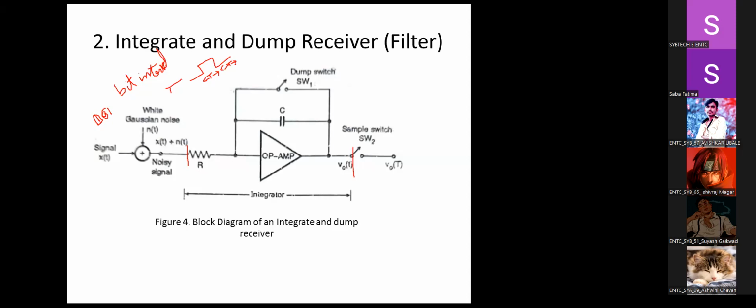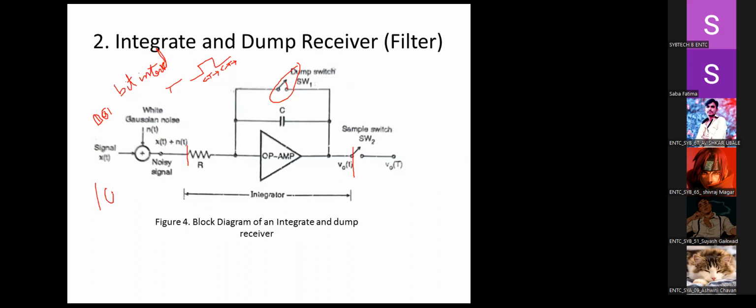So we can simply say that at the beginning of each bit interval, this dump switch is closed momentarily. Why? Because you want to discharge the capacitor completely. If at the beginning the capacitor is charged, it will carry the previous information. So we need to discharge it at the very beginning of the sequence.